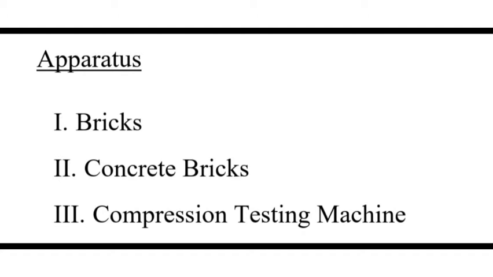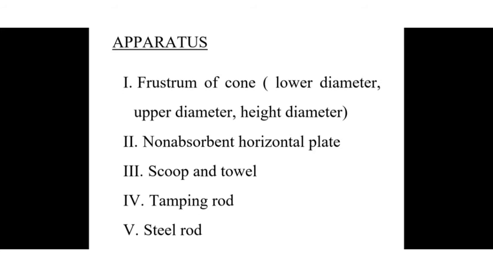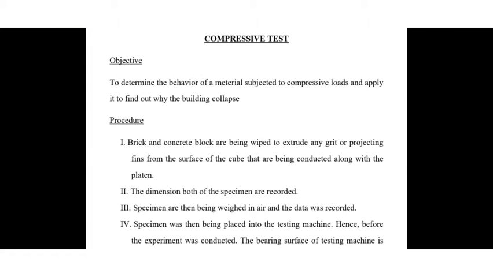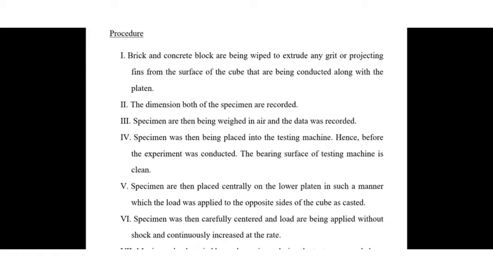For the compression test, the apparatus needed to carry out this experiment is, first, the brick itself, then the concrete brick and the compression testing machine. The objective is to determine the behavior of the material subjected to compressive load and apply it to find out why the building collapsed. The procedure: bricks and concrete blocks are wiped to remove any grit or projecting fins from the surface of the cube that are in contact with the platen.